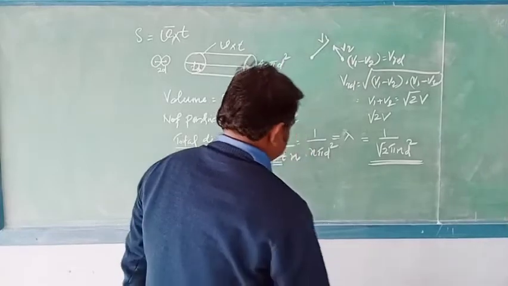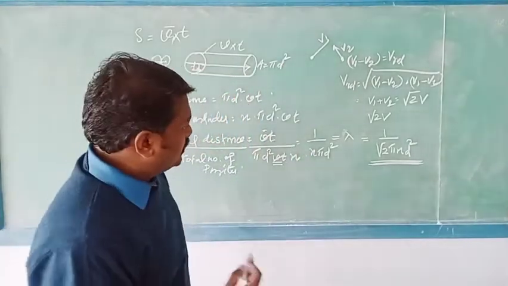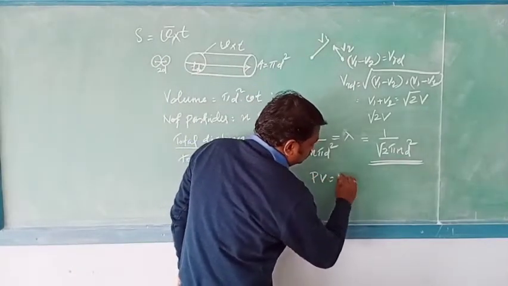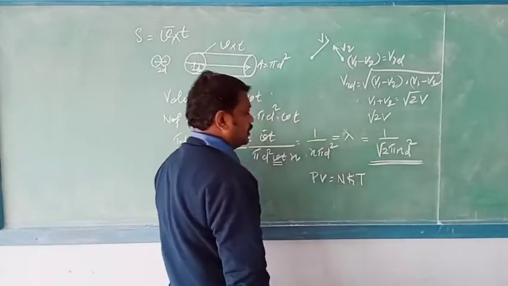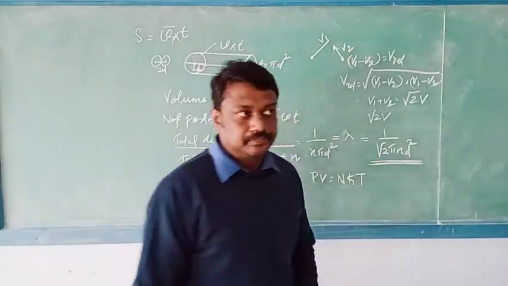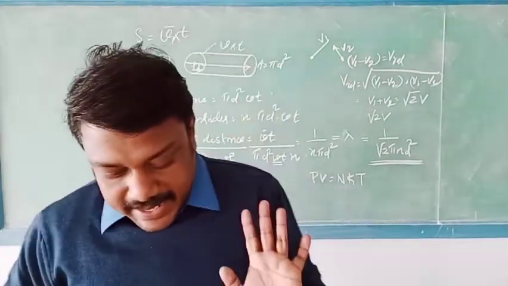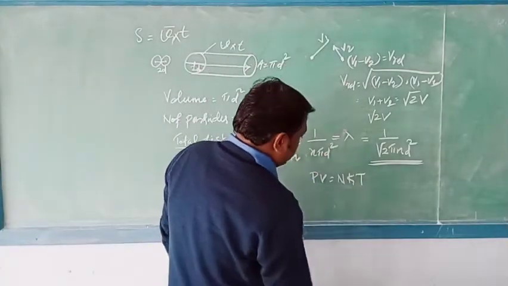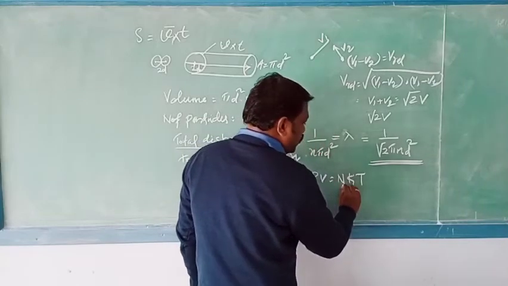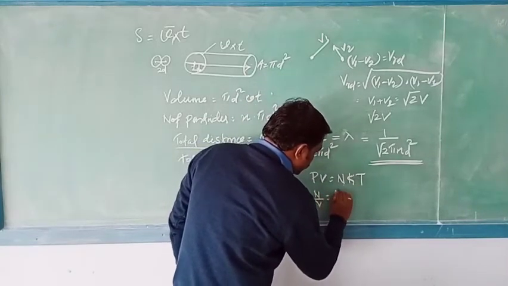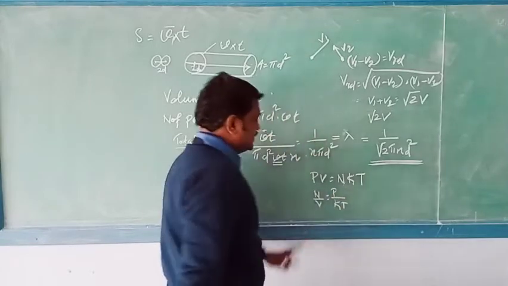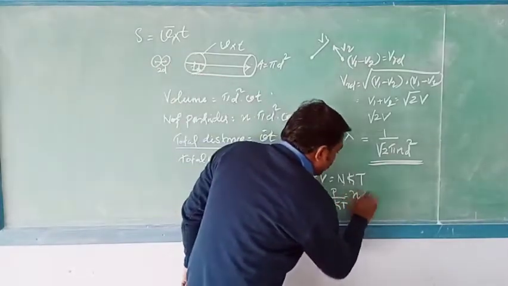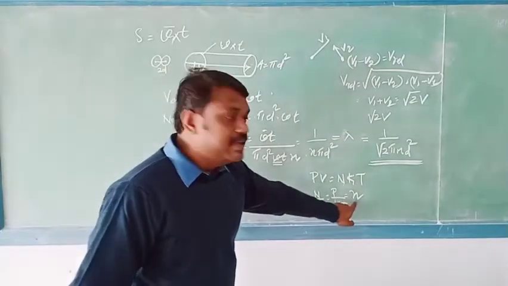If we consider all the particles are under motion, that is 1 by root 2 pi n d square. Again, using our ideal gas equation, PV is equal to NkT. When you are taking 1 mole of a gas, it contains N number of particles, so PV is equal to NkT. We can say N by V is equal to P by kT. What is N? Total number of particles, and this is per volume. So that will be equal to small n. Total number of particles per unit volume is small n.